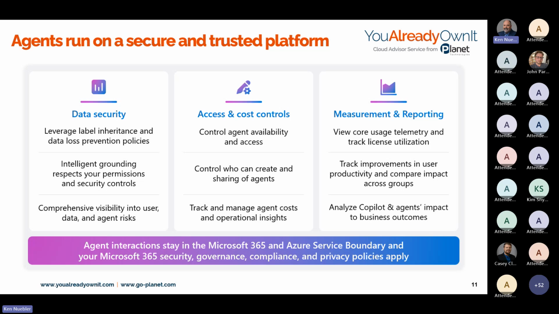Finally, measurement and reporting. Super key for any organization. You'll have access to core telemetry to monitor usage and adoption. You can track how agents improve user productivity and compare their impact across teams. This helps you understand how Copilot and agents are driving business outcomes. It's important to note all agents stay within the M365 and Azure service boundary. That means your existing security, governance, compliance, and privacy policies continue to apply, ensuring a consistent and trusted experience.